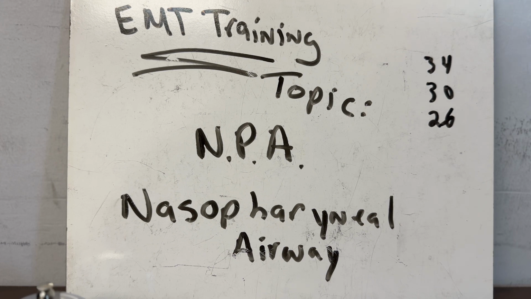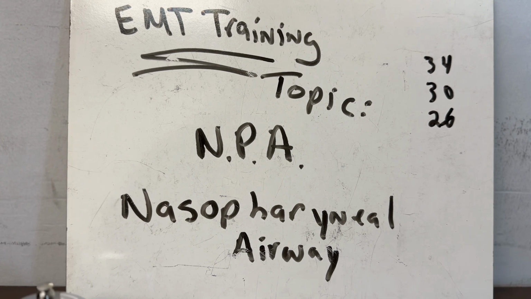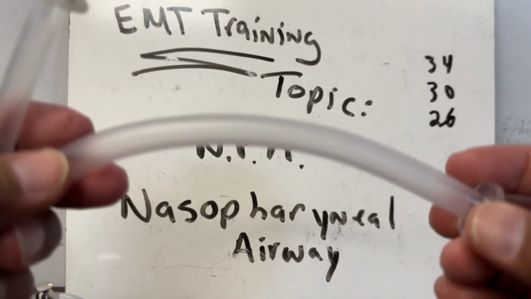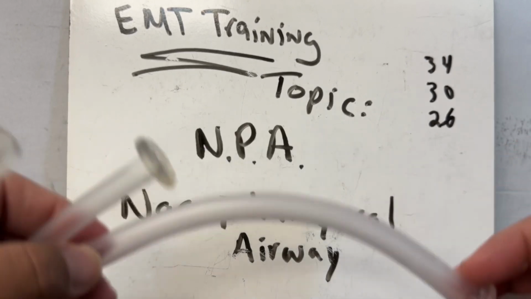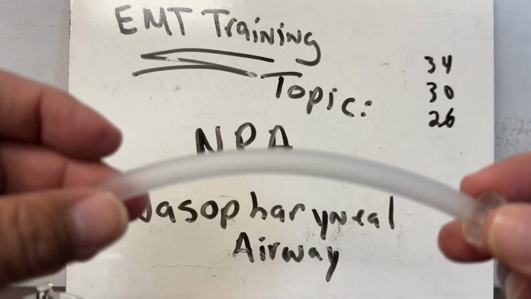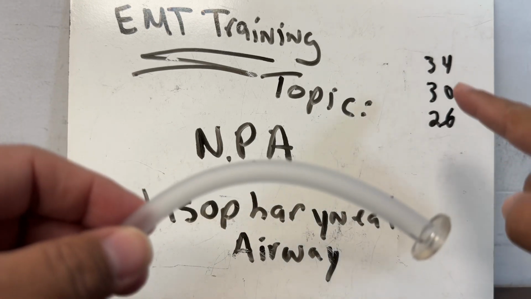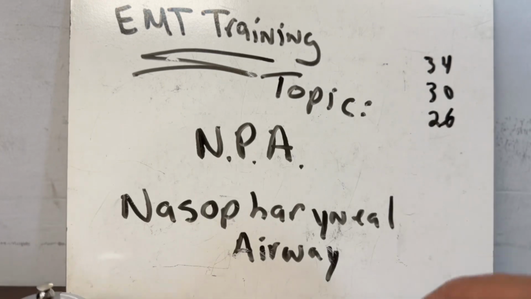All right, what is the NPA? Nasal, N-A-S-O, nasal is the nose. Let's look at the device. So here is one type of NPA. It has different sizes. As you notice here, different sizes. And some of the sizes I have right in here, it's 26, 30, 34. These are just some examples. So let's look at it.